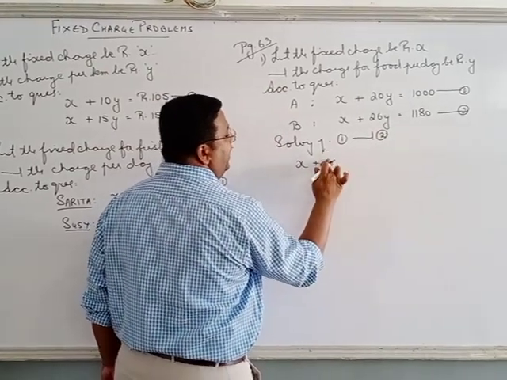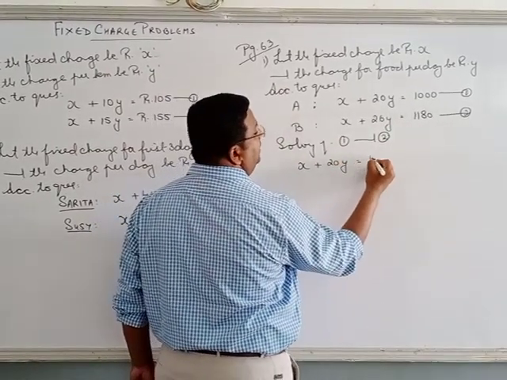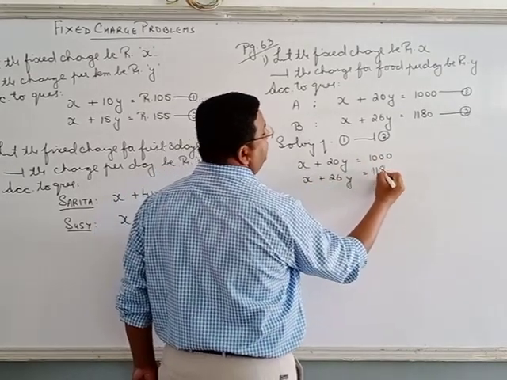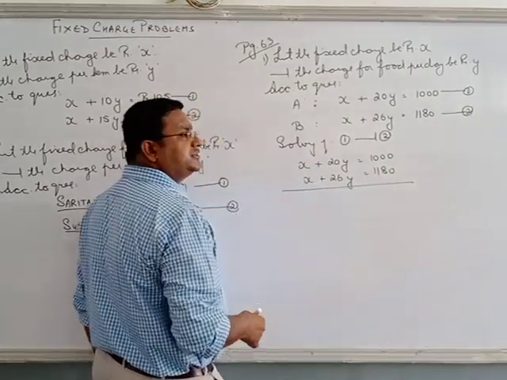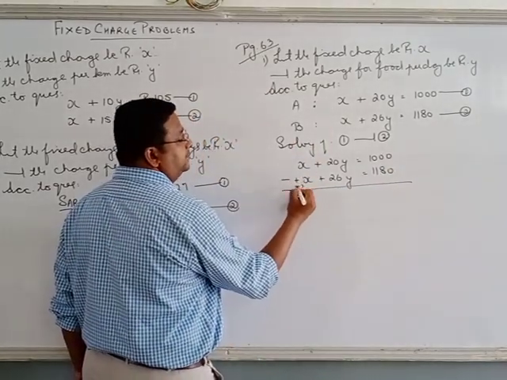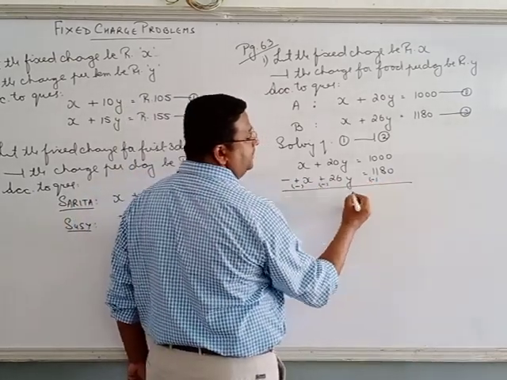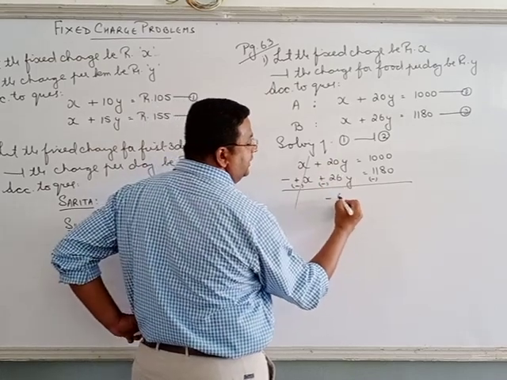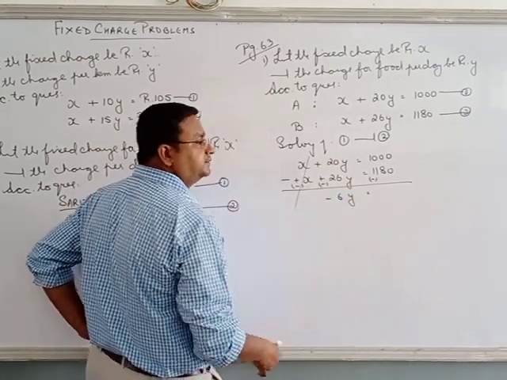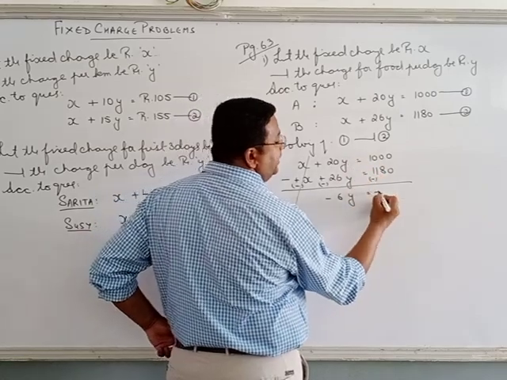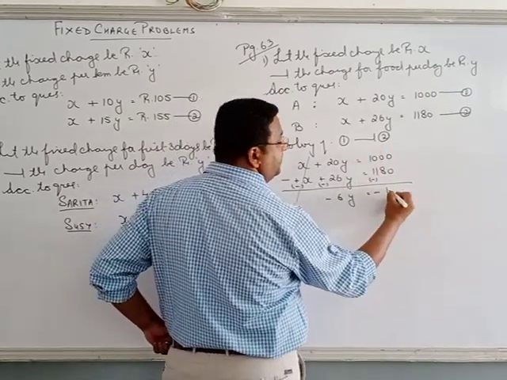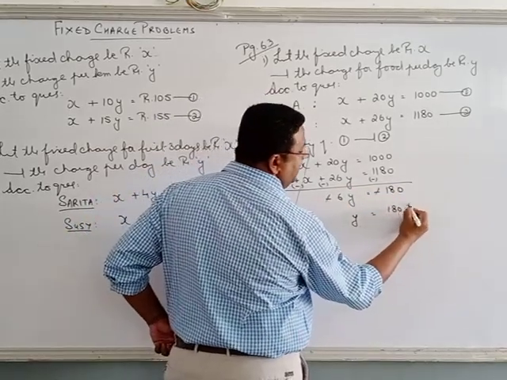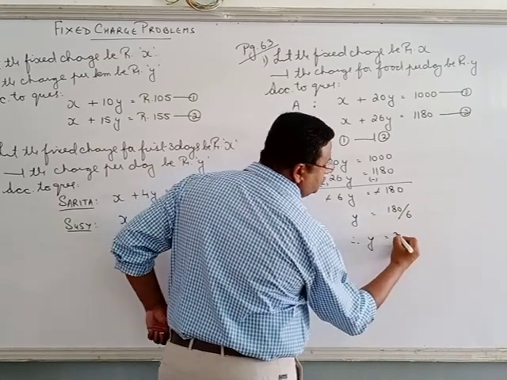X plus 20y is equal to 1000. X plus 26y is equal to 1180. In the elimination method, we are going to subtract, so plus becomes minus, plus becomes minus, plus becomes minus. Plus x minus x cancel. Plus 20 and minus 26, both signs are different, we subtract and take the sign of the greater number. And plus 1000 and minus 1180, both are different, we subtract. Minus and minus cancel, so y is equal to 180 upon 6. So therefore y is equal to 30.